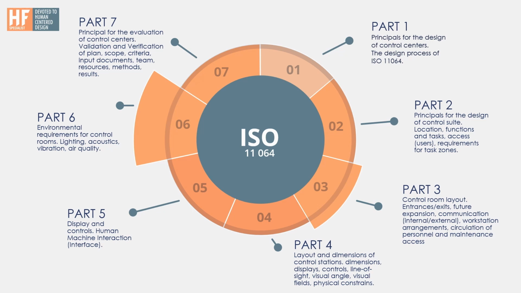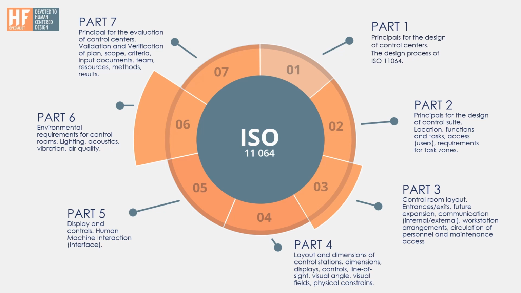In Part 3 of this standard, you have the control room layout that mainly gives you recommendations for the control room itself. It gives you recommendations on entrances, exits, and whether you're going to have a future expansion, as well as recommendations on the communication itself, whether it is internal between the operators, shift supervisors and maintenance, and all the communication that occurs inside the control room between the operators.